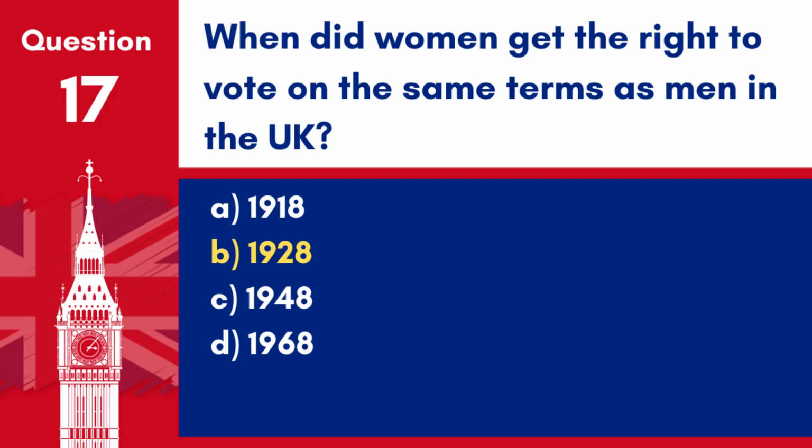Answer: B. 1928. Women in the UK gained the right to vote on the same terms as men in 1928, following earlier limited enfranchisement in 1918.